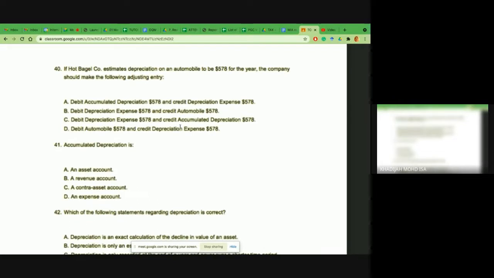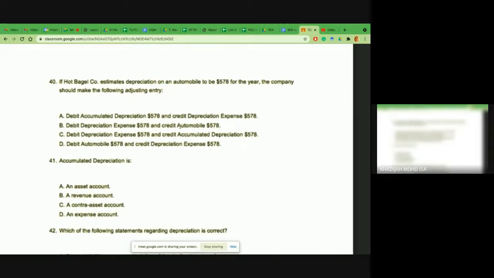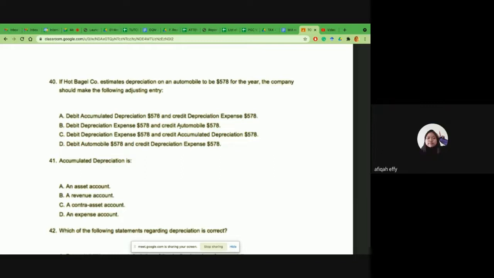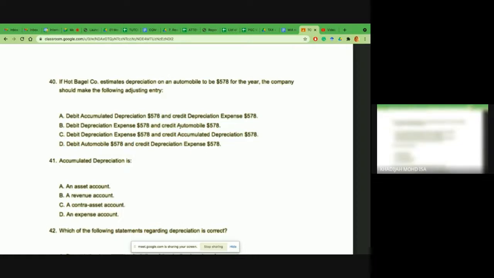Okay, what about number 40 here? Bagel company estimate depreciation on inventory to be 578 for the year. Company should make the following adjusting entries. Which one? A, debit accumulated depreciation, credit depreciation expense. B, debit depreciation expense, credit automobile. C, debit depreciation expense, credit accumulated depreciation. D, debit automobile and credit depreciation expense. So A, B, C or D? C. Right? C, it should be debit your depreciation expense and credit your accumulated depreciation.